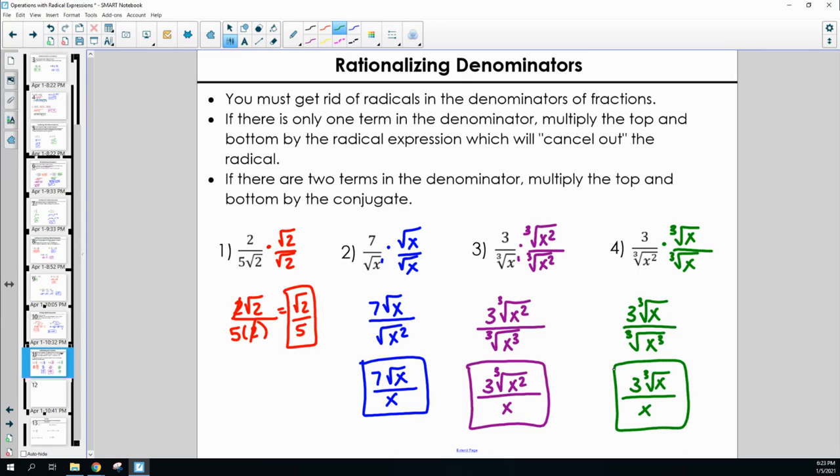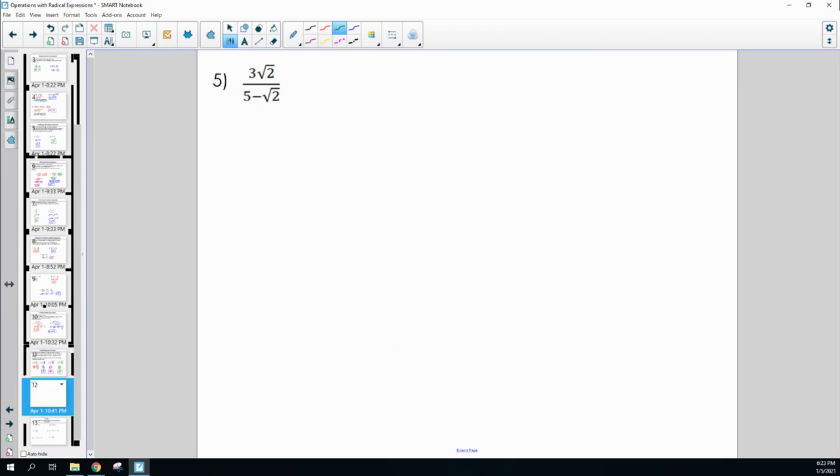Okay, so you just want to see what it's missing and multiply the top and bottom by whatever it's missing to make it either a perfect square or perfect cube. Now here's an example where there are two terms in the bottom. So whenever there's one term, we just do what we did in the last examples. When there's two terms in the bottom, they're separated by a plus sign or a minus sign, we have to multiply the top and bottom by the conjugate.